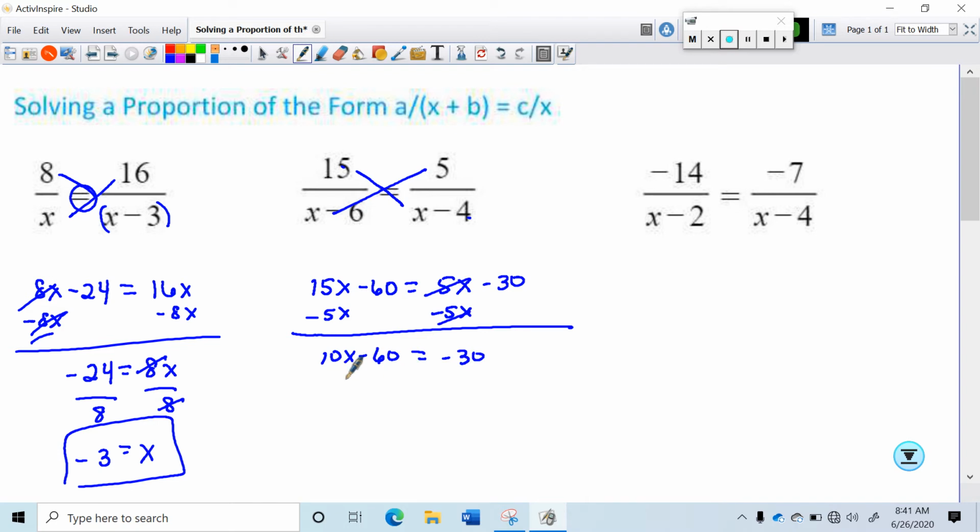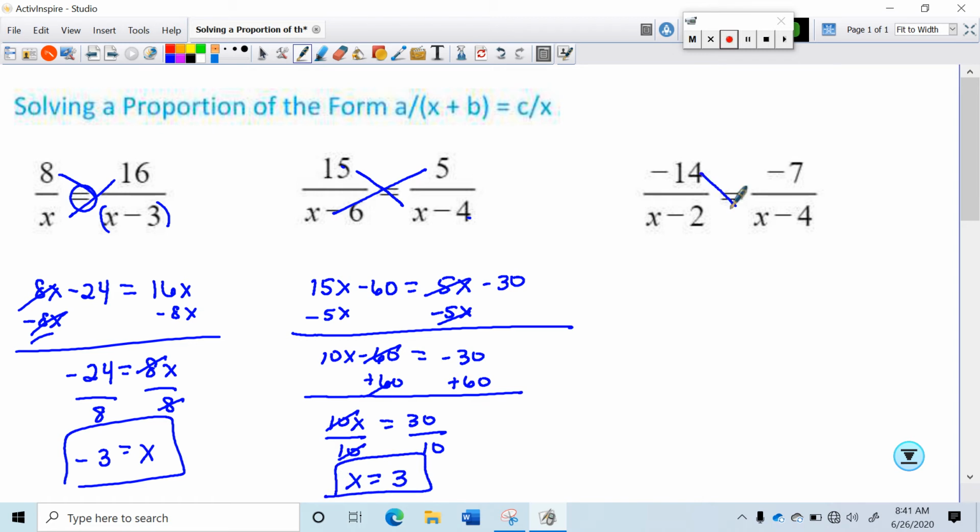I want to get the x by itself, so I got to get rid of a negative 60. The opposite of negative 60 is positive 60, so I'm going to add 60 to both sides. Bring down the 10x. Opposites cancel, equals negative 30 plus 60 is positive 30. 10 times x, the opposite of times is divide, so I divide both sides by 10. Top cancels with bottom, so x equals 30 divided by 10, which is 3.